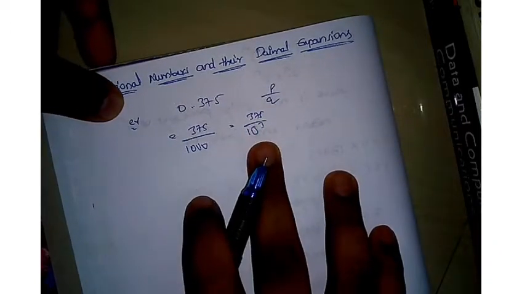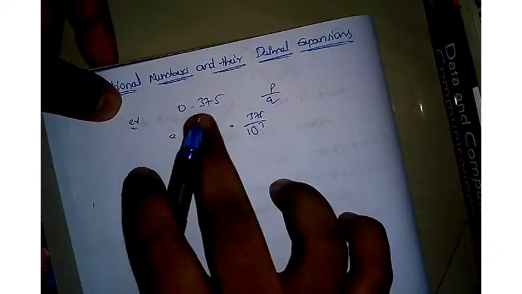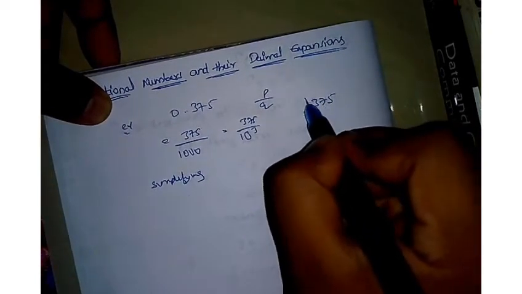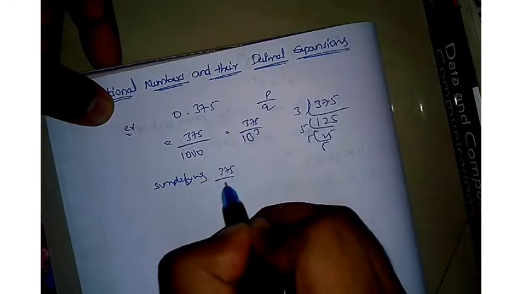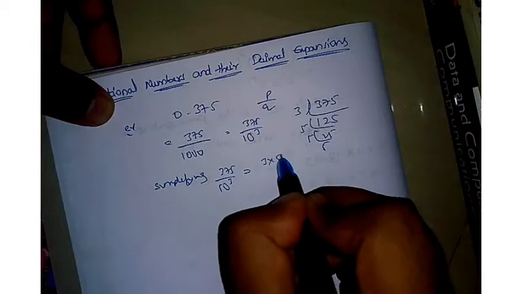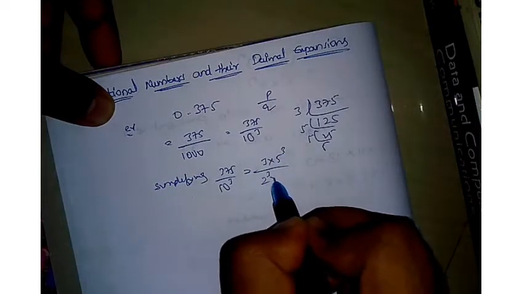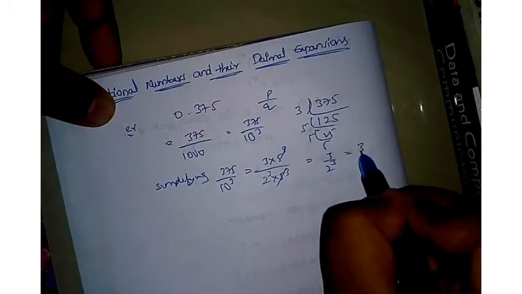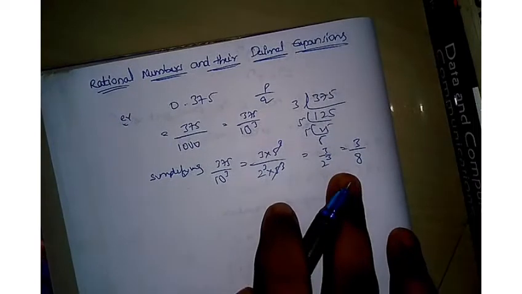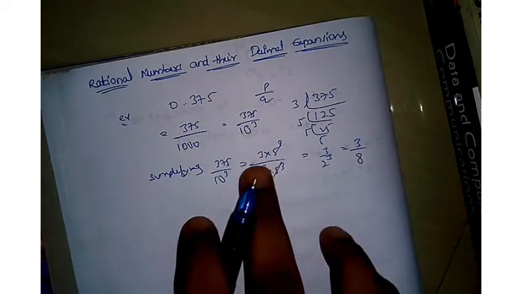This is the p by q form of 0.375. Now, if you want to simplify, express 375 in prime factorization. You get 3, 5, 5, 5. So 375 by 10 cube is equal to 3 into 5 cube by 10 cube, which can be written as 2 cube into 5 cube. You can cancel 5 cube and 5 cube. This is equal to 3 by 2 cube, which is equal to 3 by 8. So this is the simplified form of p by q.